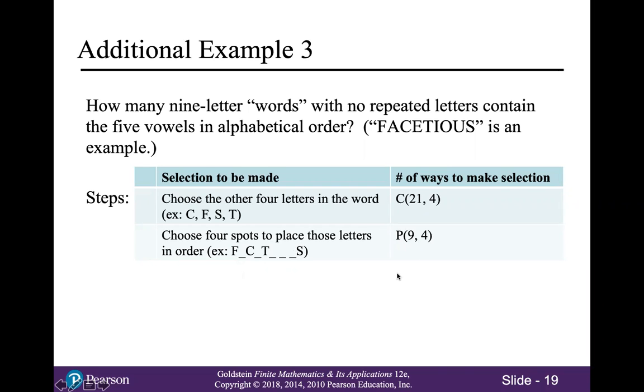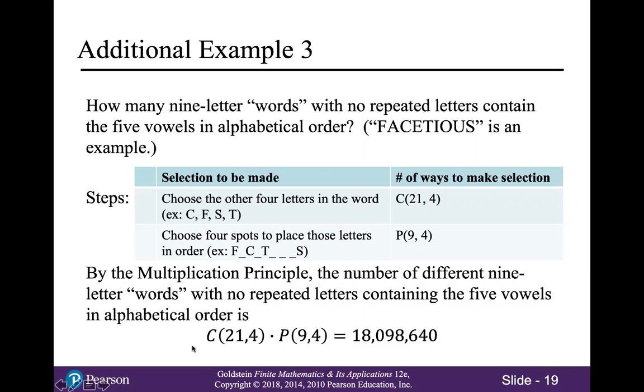And since it said that the vowels are in alphabetical order, that means that the vowels are automatically going to go, A is going to go here, E is going to go there, and then I, O, U. So we are actually done with the steps. Once you make this selection, everything else just automatically falls into place. And so by the multiplication principle, the number of different 9-letter words with no repeated letters containing the 5 vowels in alphabetical order is 21 choose 4 times P of 9, 4, which comes out to a whopping 18,098,640.